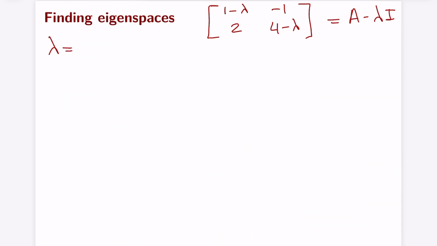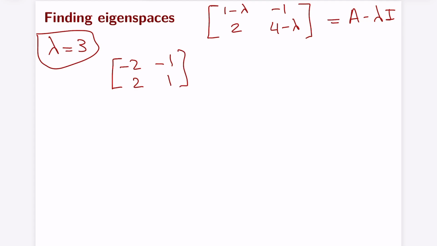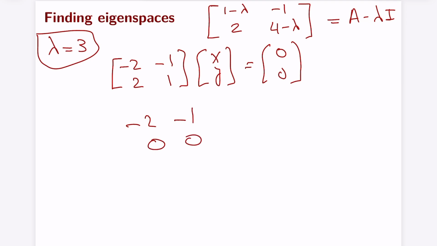So let's calculate it for the eigenvalue lambda equals 3. We come back to the same matrix and substitute lambda by 3. The matrix in this case will be 1 minus 3, that's minus 2, minus 1, 2, and 4 minus 3, which is 1. Again, we need to find the solution of this system. We can do the echelon form and obtain minus 2, minus 1, 0, 0, by just adding these rows. So this is the echelon matrix here.